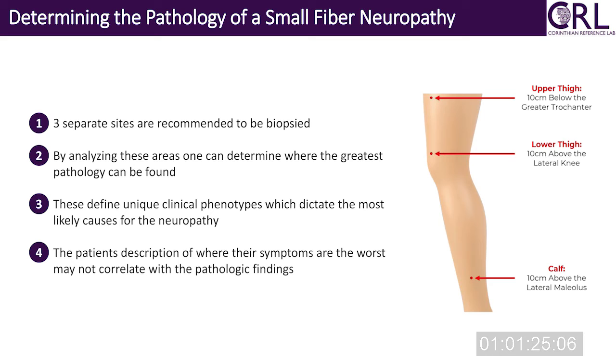So the first thing to understand is that doing one site gives us some information, but not nearly as much information as if we do 3 sites. And the 3 sites that we recommend are the proximal thigh, the distal thigh, and the calf. And the pattern of abnormalities on these biopsies, as I'll show you, gives us a lot of information about the underlying etiology. So the first phenotype we call ISFN1, or isolated small fiber neuropathy 1, or a non-length dependent pathology.